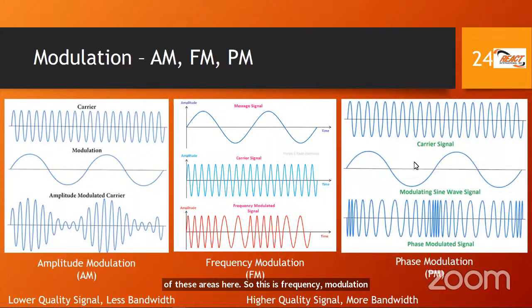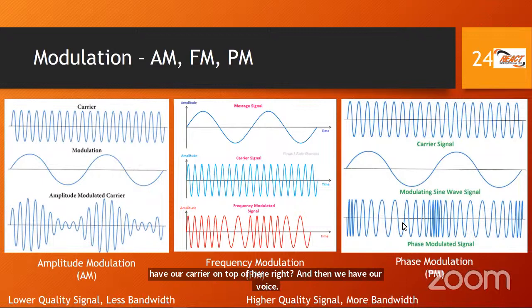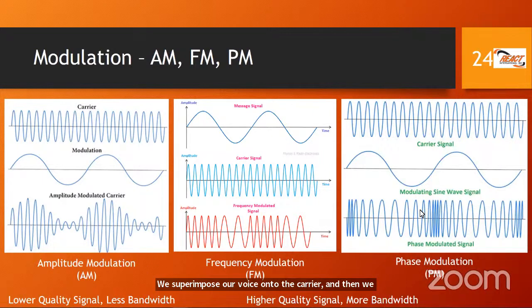And then we have phase modulation. We have our carrier wave on top of here, right? And then we have our voice. We superimpose our voice onto the carrier, and then we phase modulate. So these are the types of modulation. So different ways to show, and hopefully this is helpful so that we understand these different types of modulation.